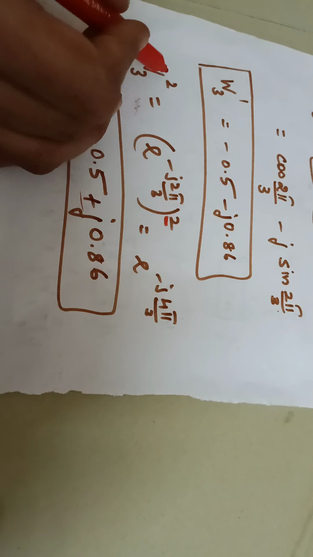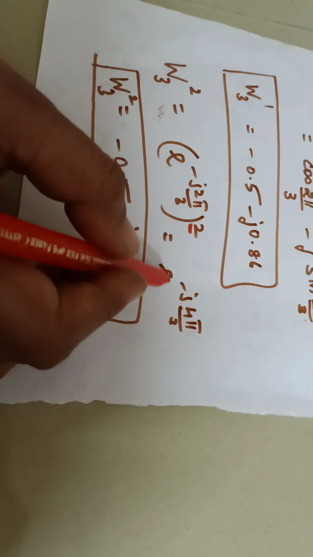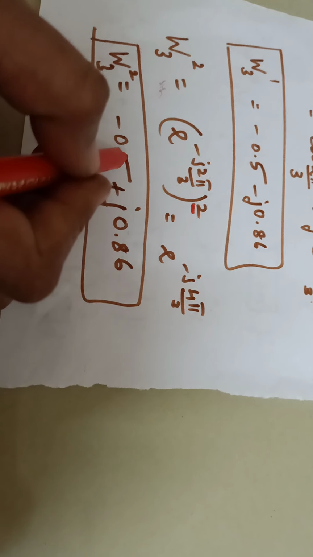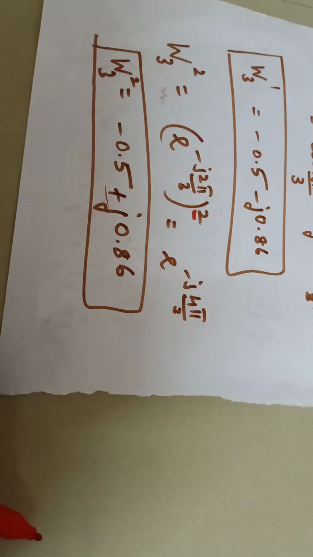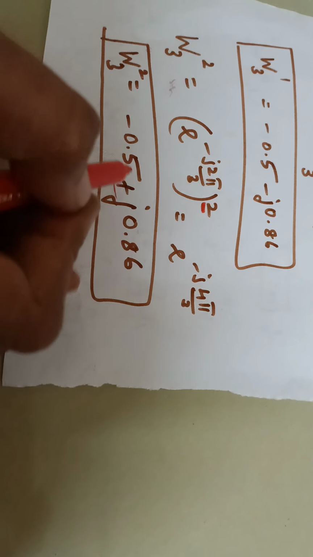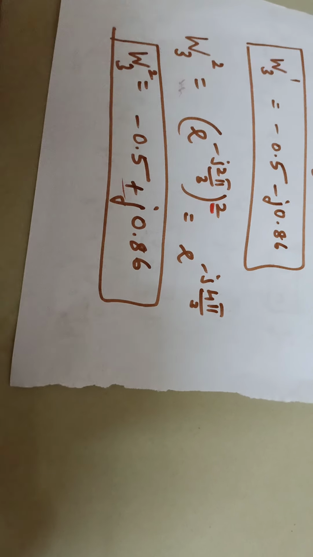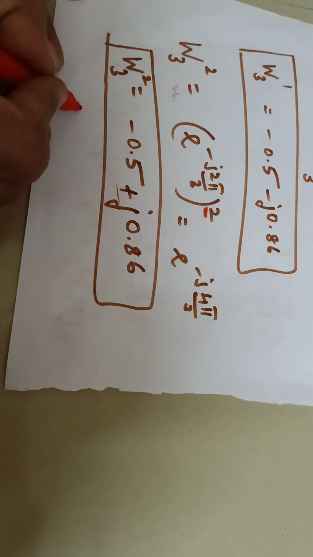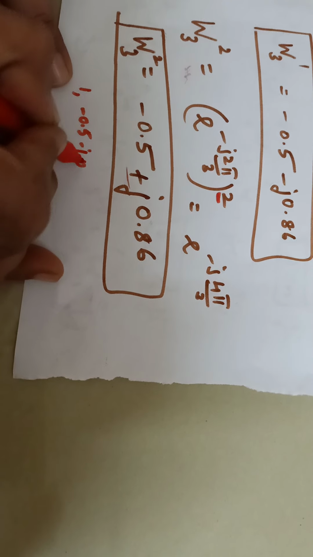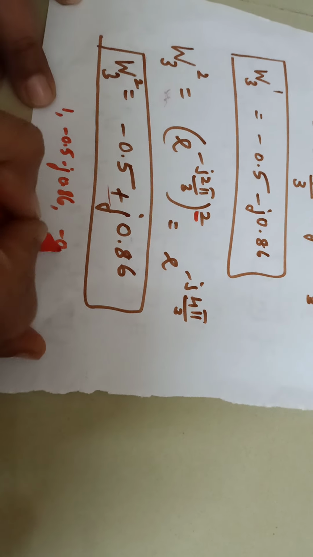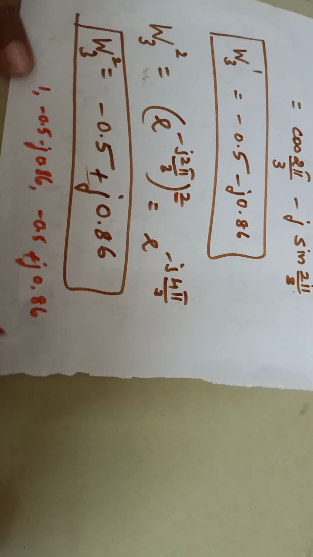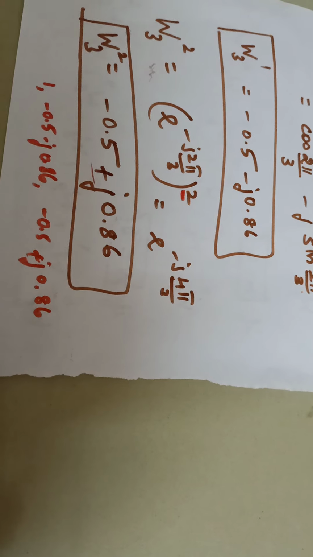Likewise, W3 power 2. We'll get e power minus j 4 pi by 3. So we'll write it as cos 4 pi by 3 minus j sin 4 pi by 3, and the answer will be minus 0.5 plus j 0.86. So what is the final term we got? 1, minus 0.5 minus j 0.86, minus 0.5 plus j 0.86. Okay. So this is what?